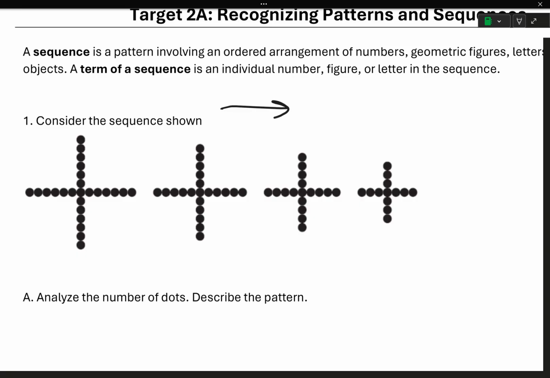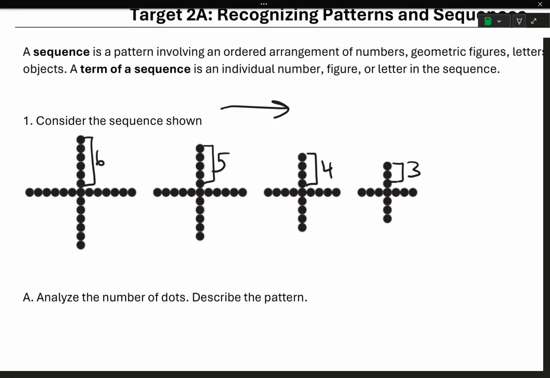Great. For letter A, we're going to analyze it and describe the pattern. All right, so I know it's getting smaller, but by how many? Now, the first thing that jumps out to me is that each arm looks like it's getting shorter and shorter. So it looks like this arm has 6. Well, each of them does. This image has 5. This one has 4 each, and this one has 3 each. If each of these arms is getting smaller, that means I'm getting smaller by 4 dots on each image, right?